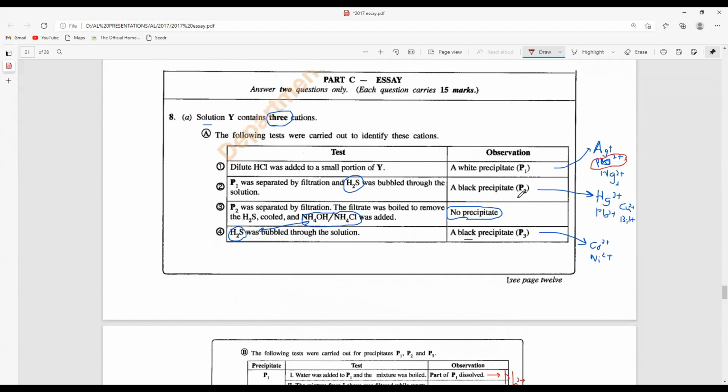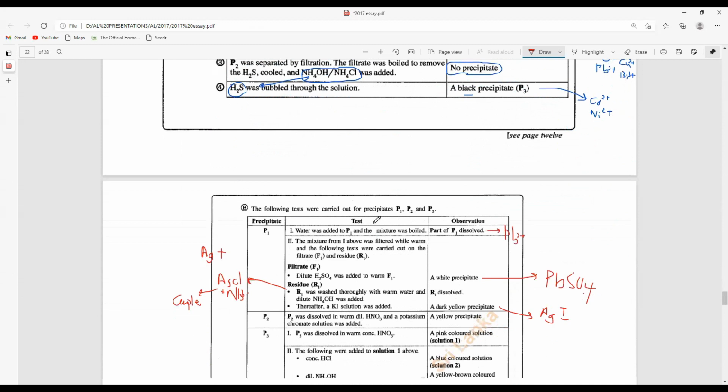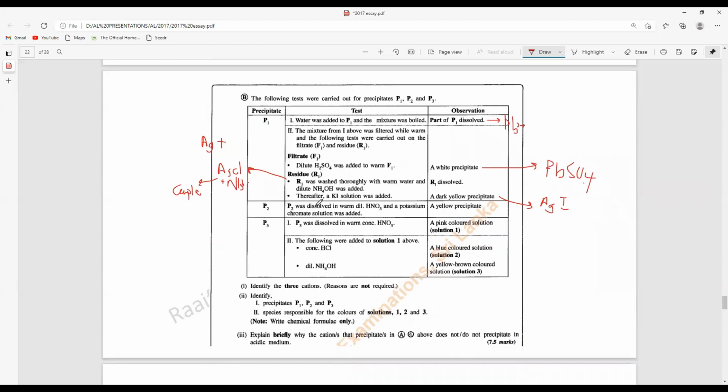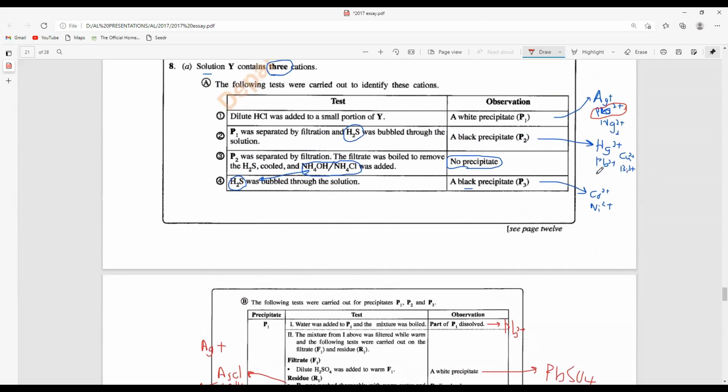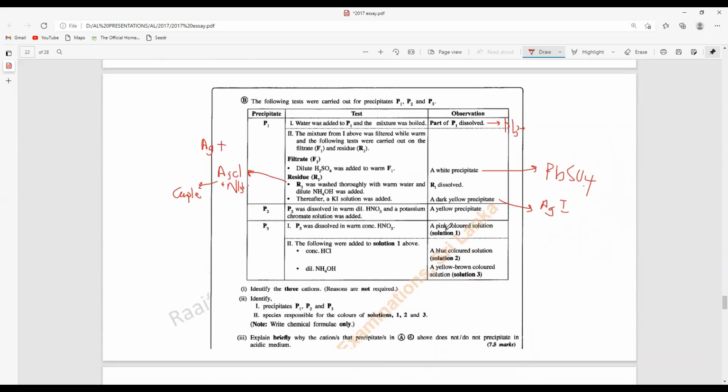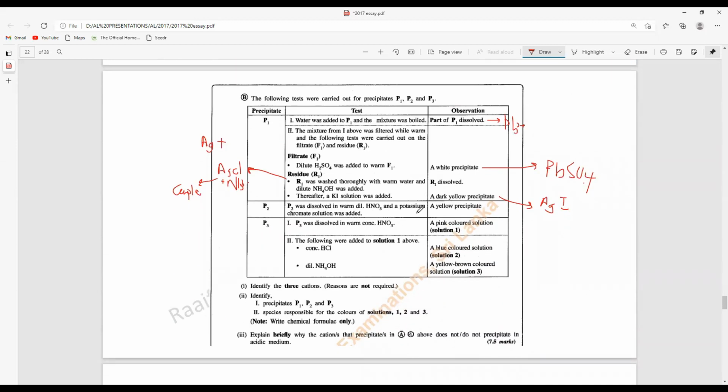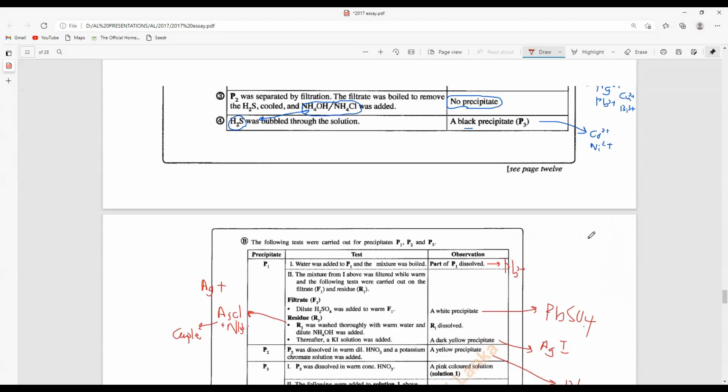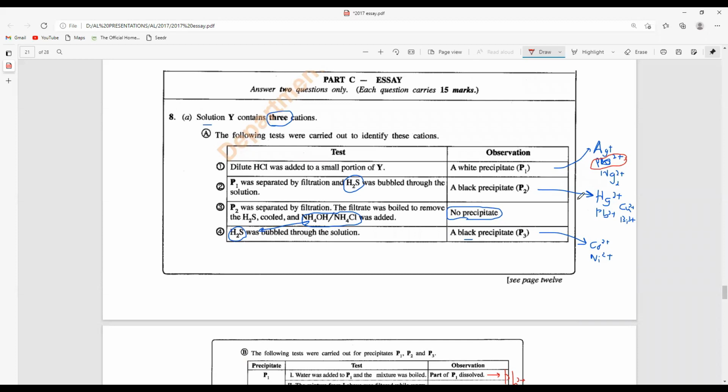And for the second precipitate, it can be lead, silver, mercuric, copper, or bismuth. So we have done some experiment. P2 was dissolved in warm diluted HNO3. These precipitates normally dissolve as sulfides, and when potassium chromate solution is added, a yellow precipitate is formed. This directly gives us the idea that lead chromate is formed, because these other cations do not give you a yellow color.